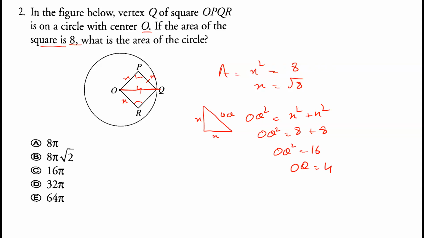So OQ is 4. Now what we need to find out is the area of the circle. We know that the length of OQ is 4, and that is also the radius. The area of a circle is pi r squared. So pi times 4 raised to the power 2 would be 16 pi. So the right option is C.